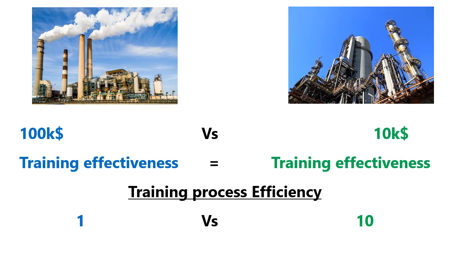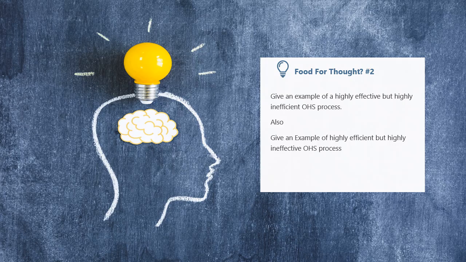Why are efficiency and effectiveness important from an auditor's perspective? The auditors have to report both the efficiency and effectiveness of a management system and its processes, as continual improvement means improvement in efficiency as well as effectiveness. Okay, here is another food for thought. Give an example of a highly effective but highly inefficient OHS process. Also, give an example of a highly efficient but highly ineffective OHS process. Pause this slide and think before I explain.